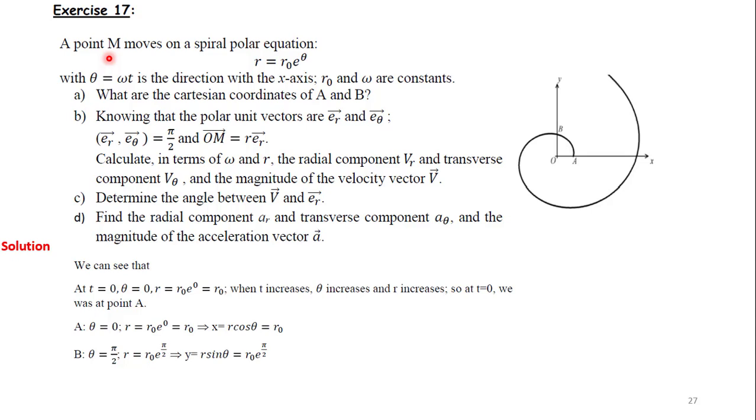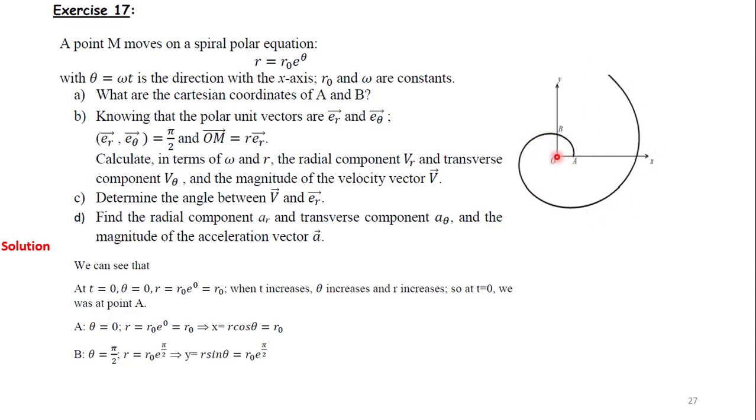A point M moves on a spiral with polar equation given by r equals r0 e^theta, with theta equal to omega t. Theta is the angle between OX and the position vector r, and r0 and omega are constants. So we have a particle M moving on this spiral.